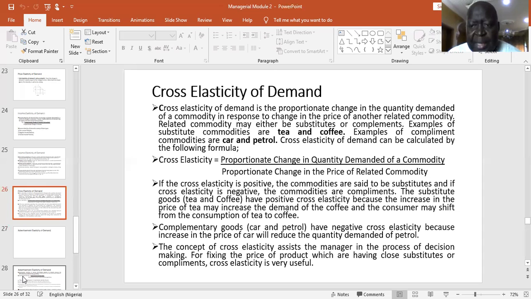Example of complementary goods are car and petrol. Once you buy a car, you have to be demanding, you have to be consuming petrol. So they go together. That's complementary.